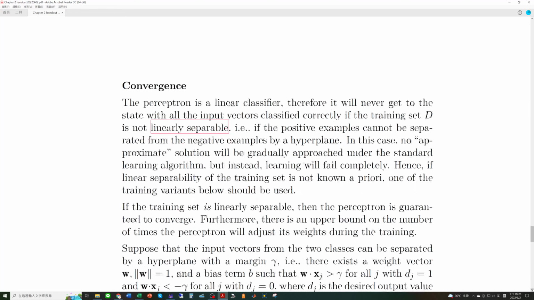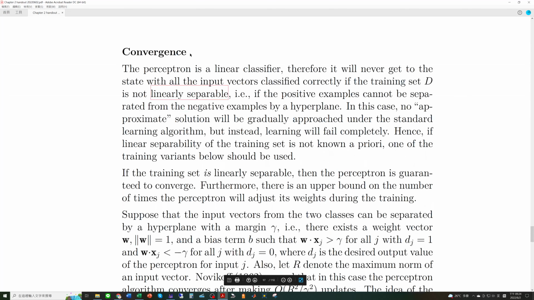Next, let us see the convergence issue of the perceptron. When designing an algorithm, convergence is very important, because we need to know under what condition the algorithm converges or diverges. We must also study the speed of the convergence. If an algorithm converges too slowly, then the algorithm is not useful.